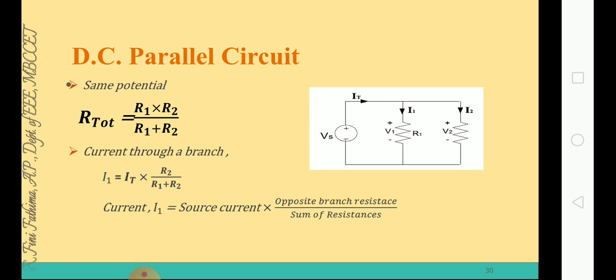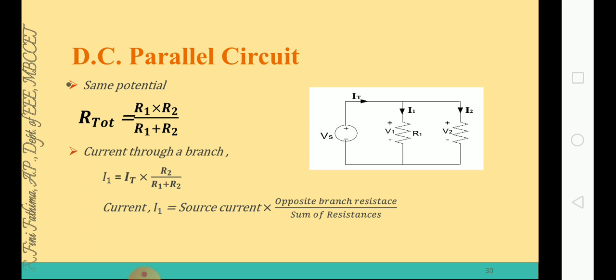Okay, now what we have to find out is the current division rule. Suppose we have two resistors R1 and R2, and we have to find the current I1 through the resistor R1. Then we have to multiply the source current IT by the opposite resistance, that is R2, divided by the sum of the resistances R1 and R2.